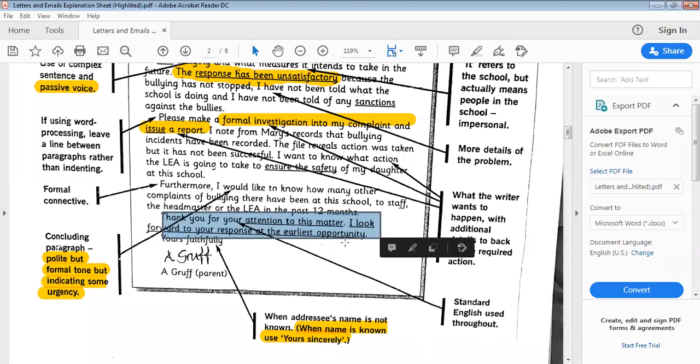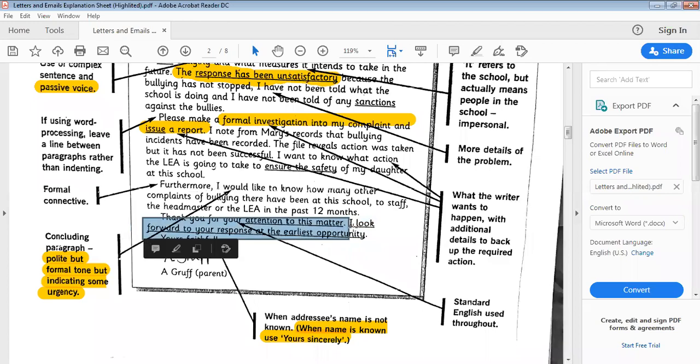And at the end, you have to thank the receiver for his attention, for taking some of his time, and you say this sentence. This sentence is usually put in every letter. I look forward to your response at the earliest opportunity. I look forward means I'm waiting for your response, for your letter, at the earliest chance. Okay?